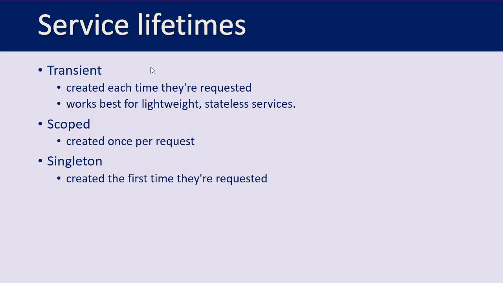Let's talk about service lifetimes in ASP.NET Core. We have transient, scoped, and singleton. Transient means every time you need a service, a new instance of that service will be created for you. Scoped means the instantiation would happen only per request, and singleton means you will get only one instance per lifetime of your application.